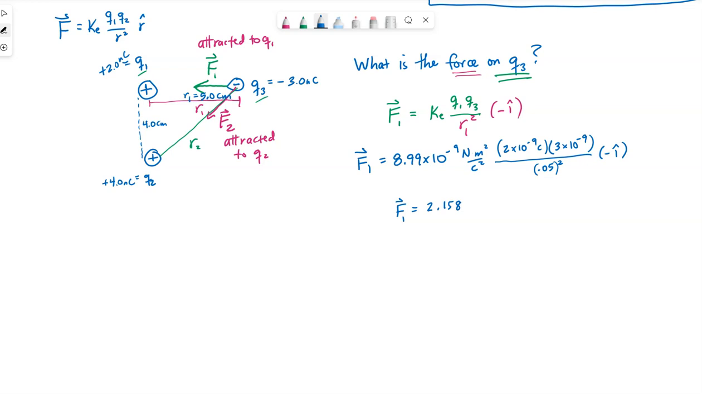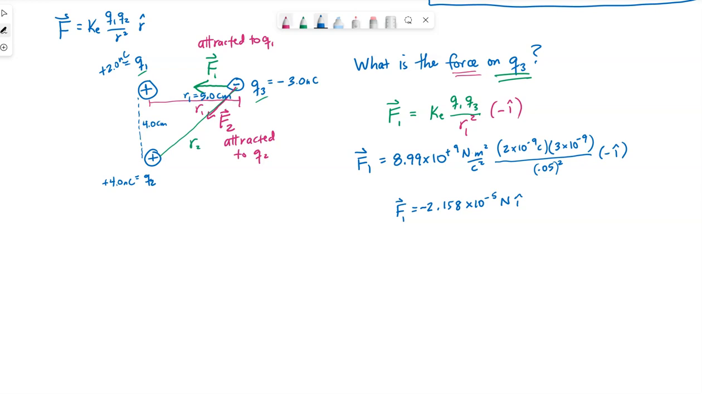Oh, I did a problem right there. Okay, this is positive 9. So I got a number times 10 to the negative 23, which should always be an indication the force shouldn't be that small. So let me fix that. So 2.158 times 10 to the negative 5th newtons. And this is specifically in the negative x direction, to the left.